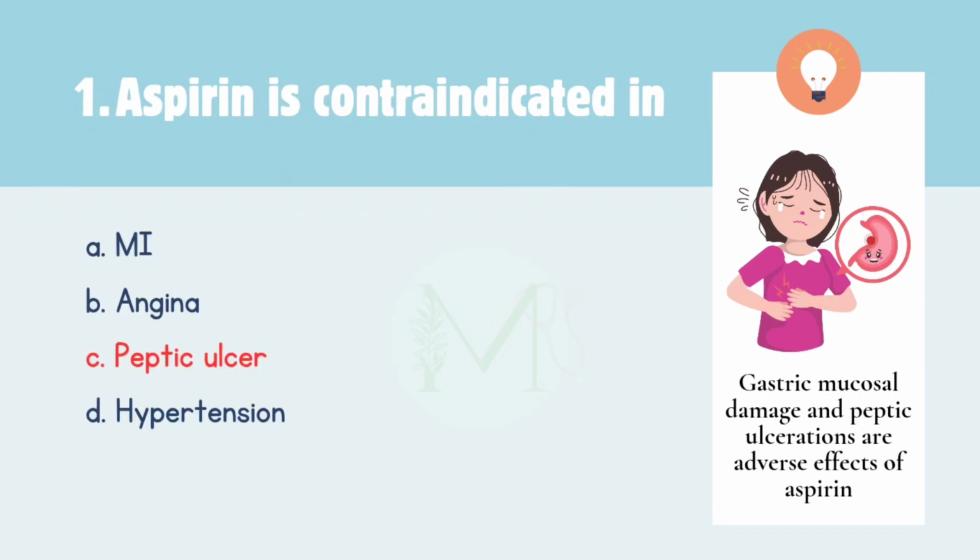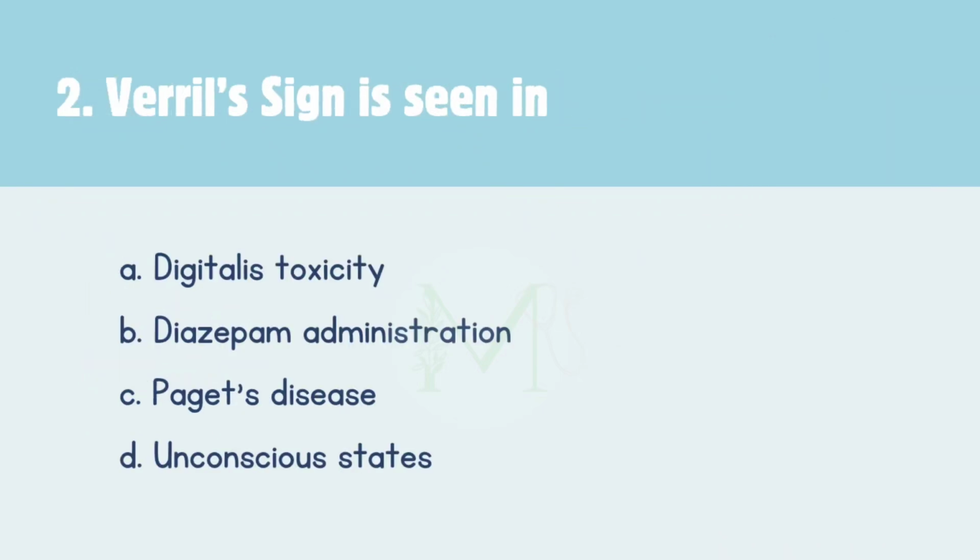In myocardial infarction, aspirin is indicated to prevent platelet aggregation and clot formation. In angina, aspirin is used as a part of management to prevent coronary artery blockage. In hypertension, aspirin is not contraindicated but it should be used cautiously if there is a risk of bleeding. In peptic ulcer, aspirin is contraindicated because it can aggravate the ulcer, increase the bleeding risk and delay healing. So the correct answer is peptic ulcer.